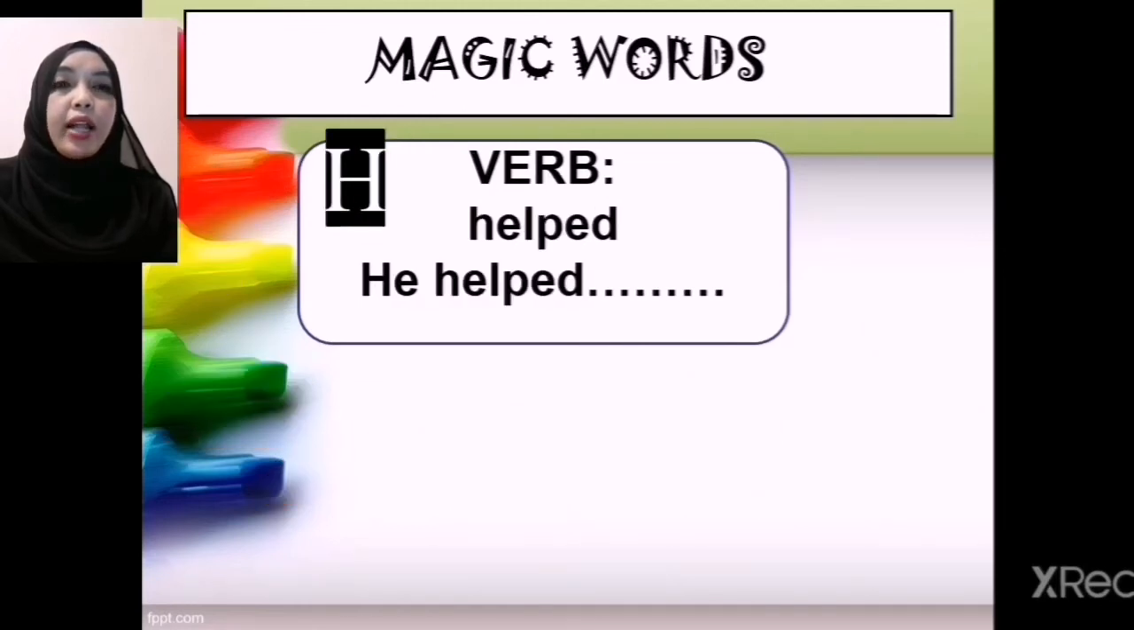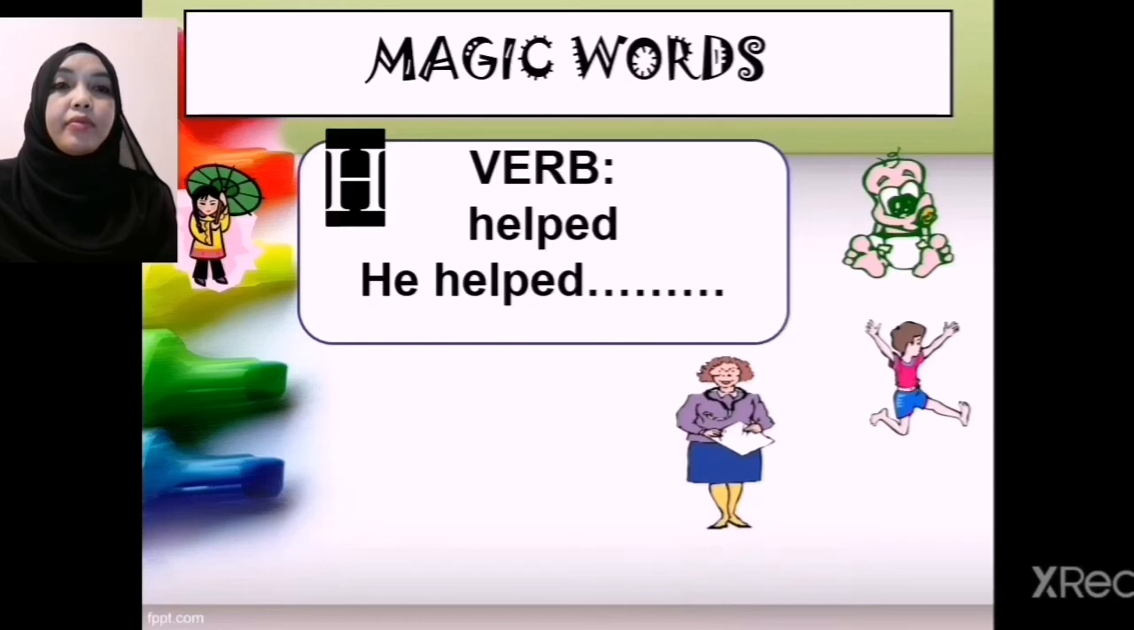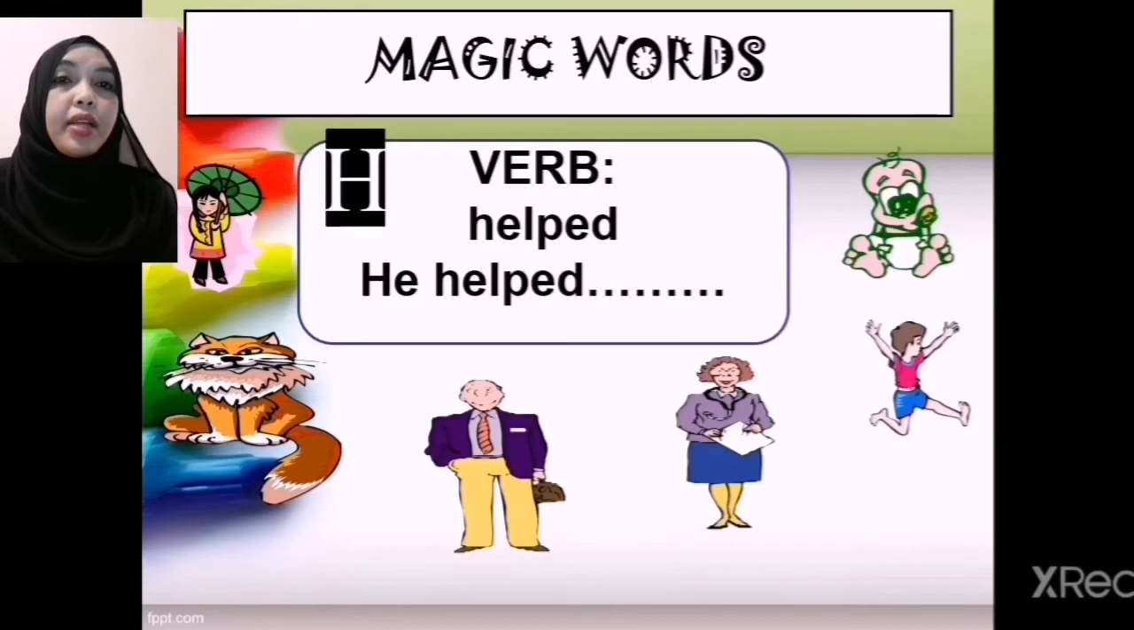H, helped. He helped. He helped the same picture. He helped the girl. He helped, yes, the baby. He helped the boy. He helped the woman. He helped the man. And he helped the last one.